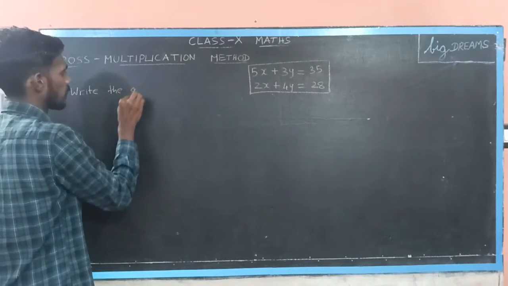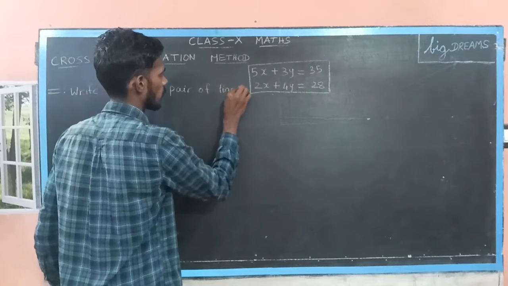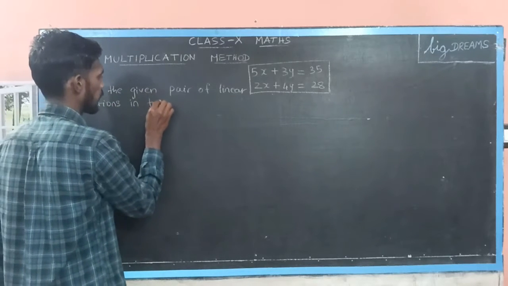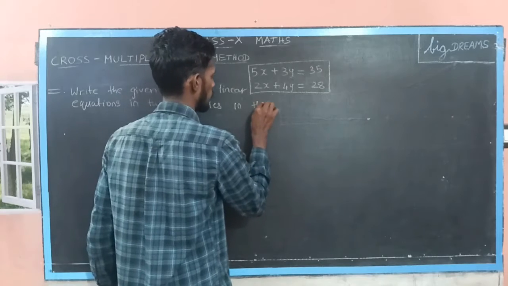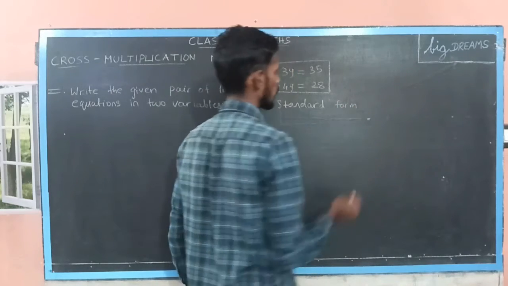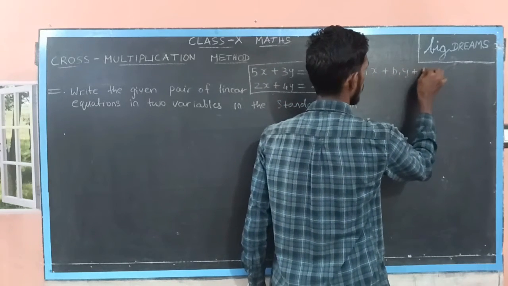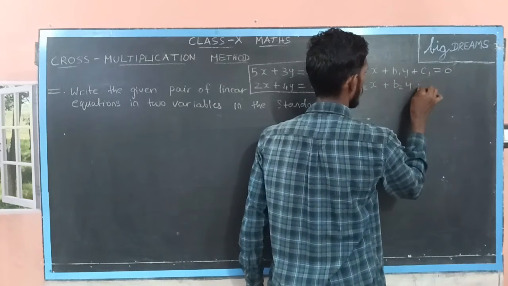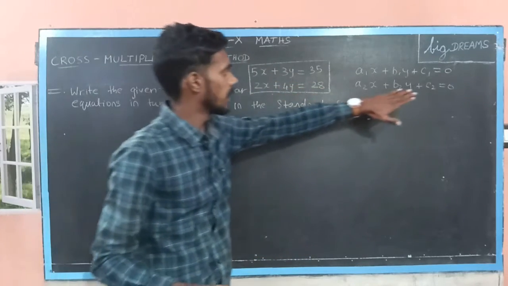Write the given pair of linear equations in two variables in the standard form. The standard form is a1x plus b1y plus c1 is equal to 0, then a2x plus b2y plus c2 is equal to 0. We have to write the given pair of linear equations in two variables in this standard form.